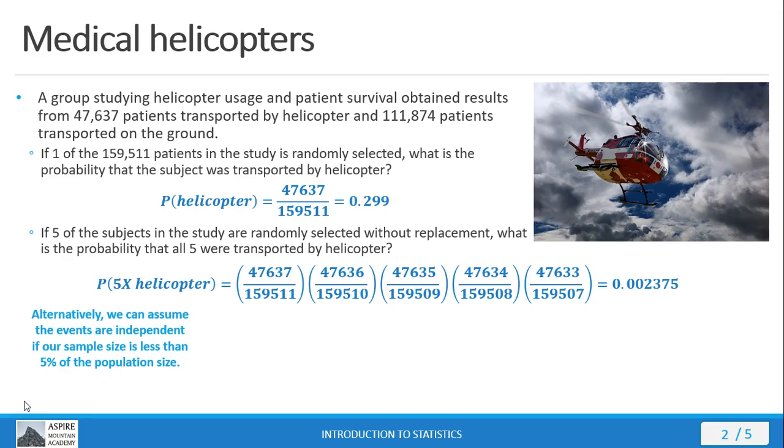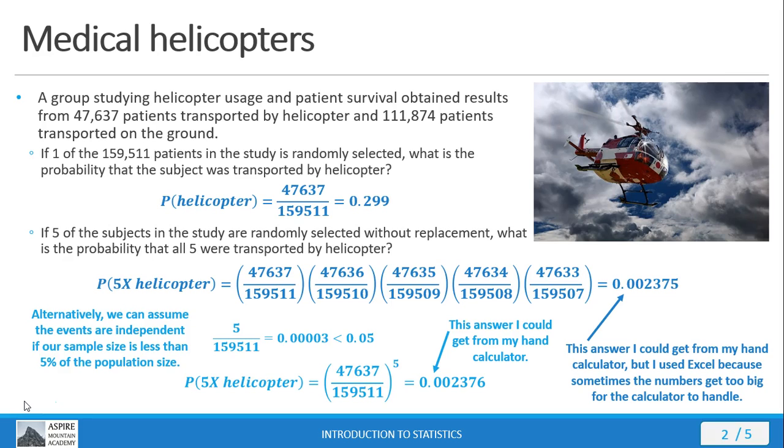So alternatively, we could recognize that 5 subjects out of 159,511 were definitely within that 5% threshold. So if we wanted to, we could calculate this using that dependency rule of thumb. And if we did that, this is what we would get. We'd get 0.002376. So you can see that the numbers are not all that different. So sometimes it really is helpful to use that rule of thumb. You can get to your answer much quicker without sacrificing that much in accuracy.